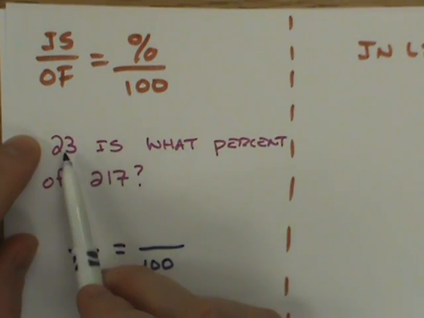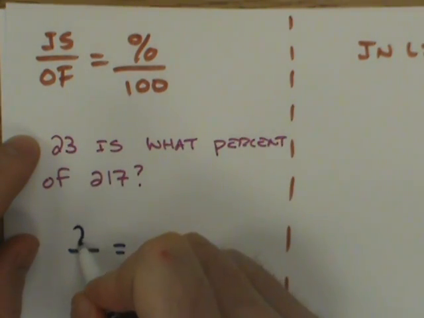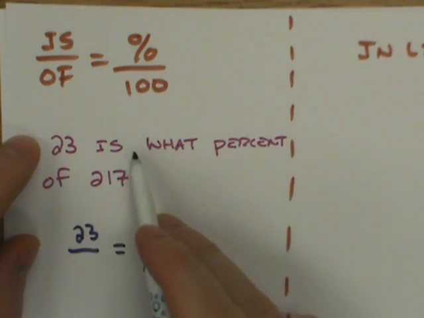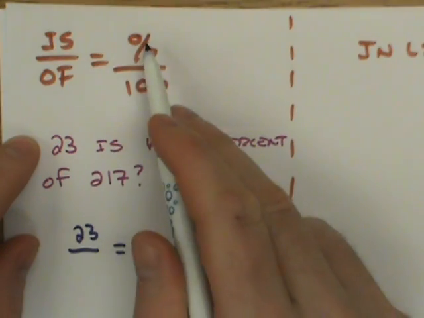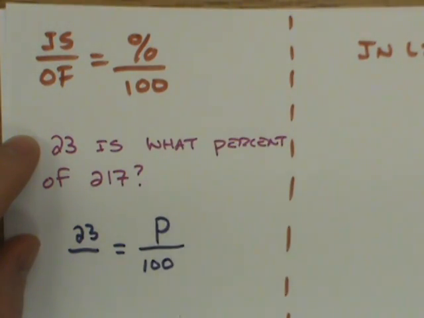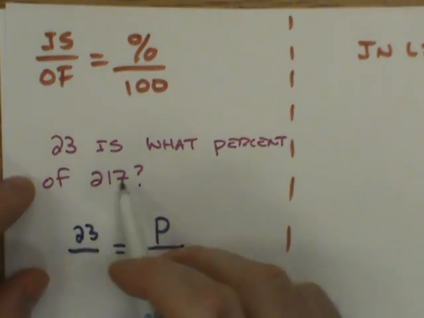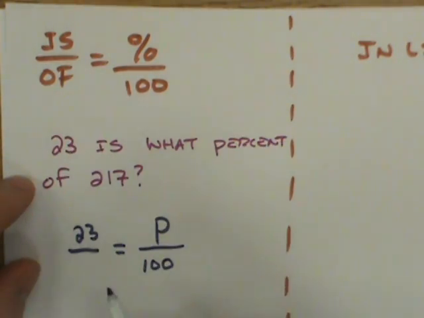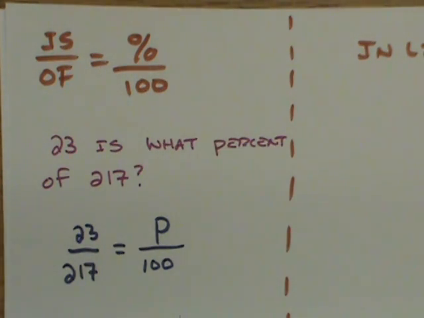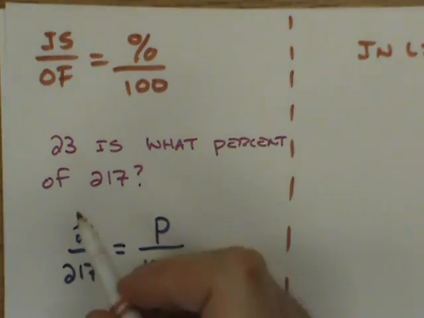23 is, that's got to be an is number, so I'll put it up top. What percent? For this type of question, they're asking me to find the percent, so I'm going to call this my variable. I'll use P for percent. Of 217, well clearly that's going to be an of number, so I put 217 there. And then I want to solve this. So I multiply by the common denominator.